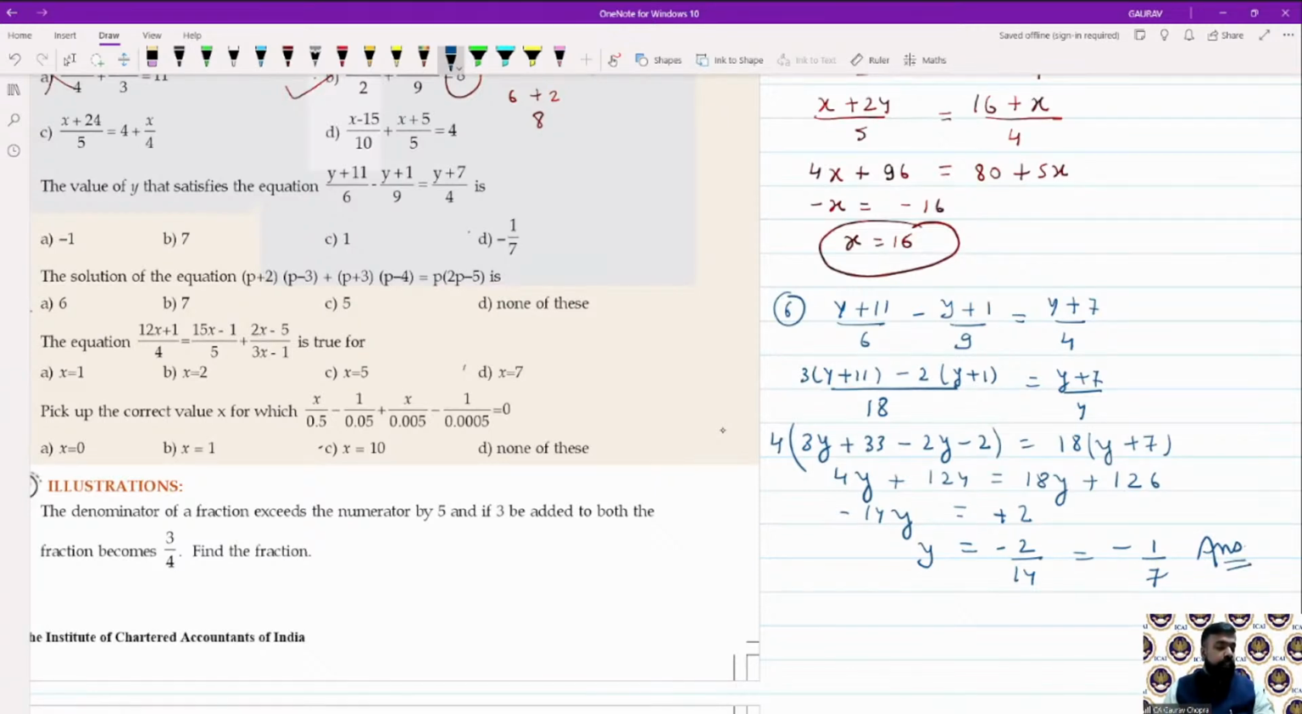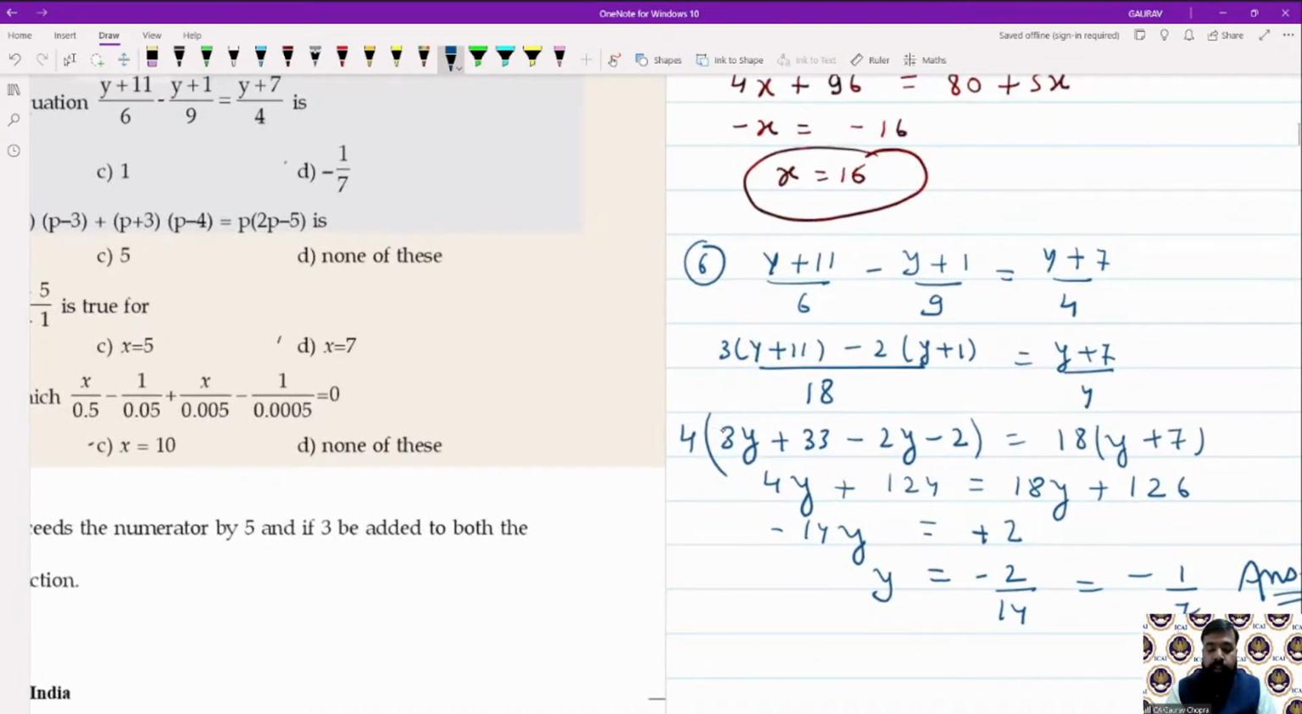Minus 1 by 7 is the correct answer. All right, so what was the first step? The first step was to take the LCM. After taking LCM, what do we have to do? We have to do the cross multiplication.